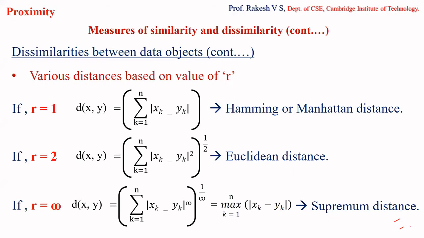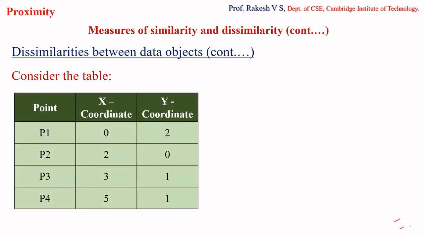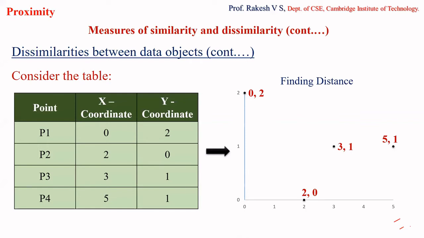Is it clear? So now let us consider this table, and let us try to find the Hamming distance, Euclidean distance and supremum distance for this data set. This is the data set represented in the form of a graph. It is nothing but the x coordinate and y coordinate values that they have given to us. Now we have to find the proximity measure between each of these points.